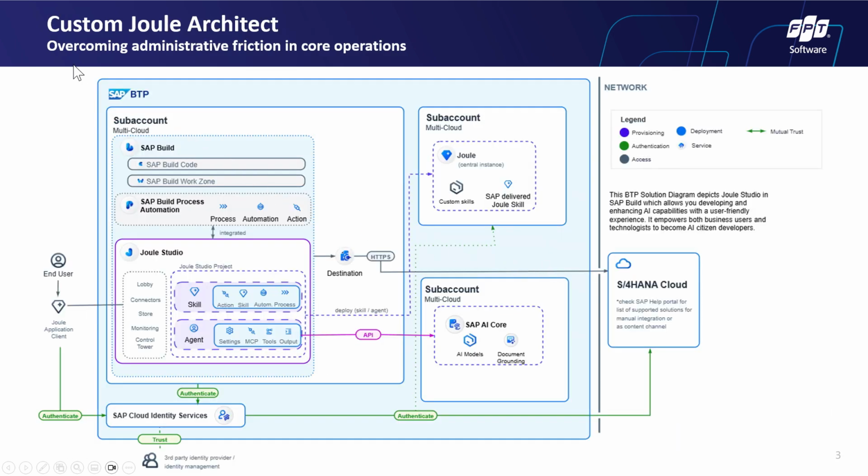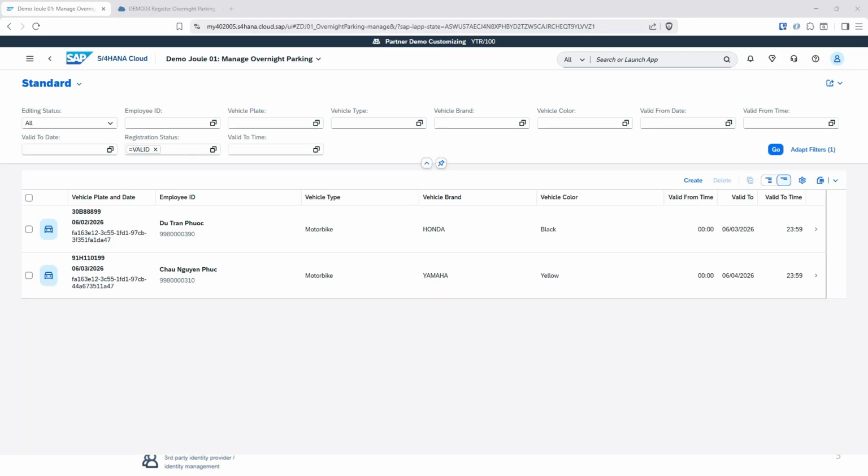We also prepared a picture of the system architecture. This involves Joule Studio and Build Process Automation, and also S/4HANA Cloud, where we deployed our ABAP program. So let's get straight into the demonstration.